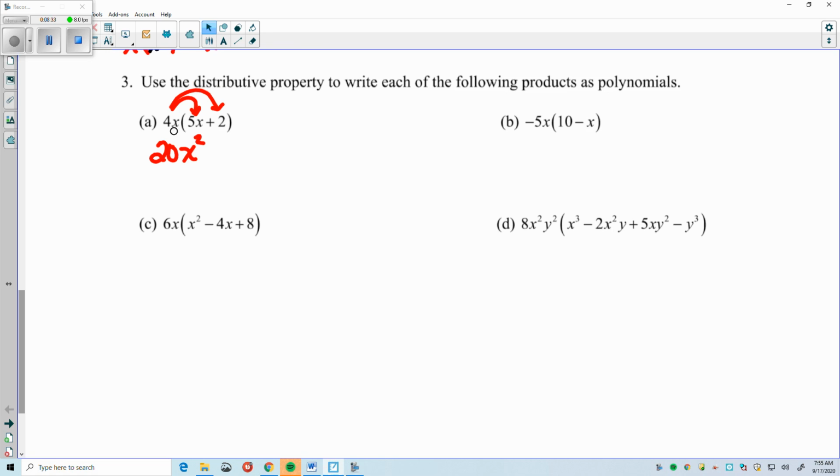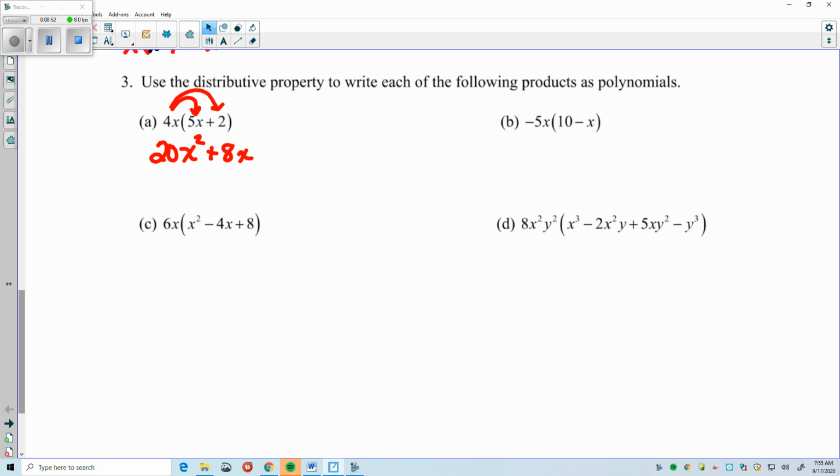And I have 4x squared. All right, so just like we did up above. So 4 times 2 gets me 8. There's no x over here, so we would treat it like a 1, kind of like what we had in our last problem. So x times 1 gets me x. That's your final answer. Okay, we go to letter B.